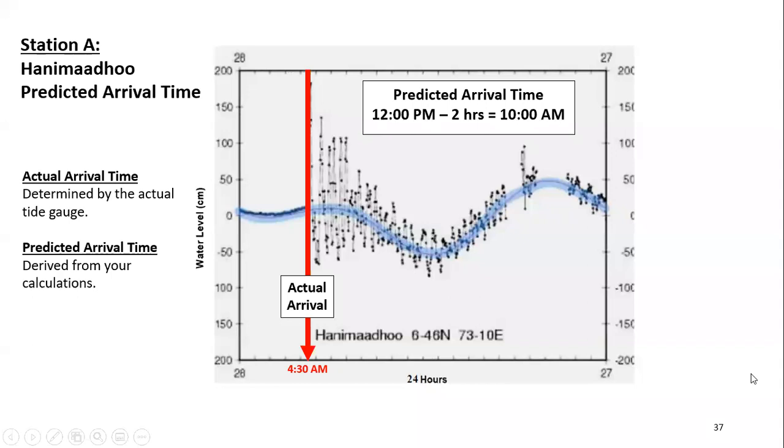Now plot your predicted arrival time. If the tsunami reached the Hanamaru buoy at 12 p.m. Sumatra time, then your predicted arrival time is 2 hours less, or 10 a.m. local time. Draw a line at the time that you predicted.